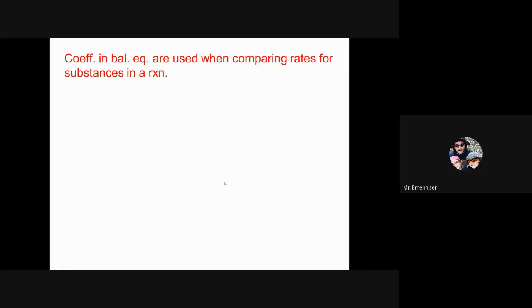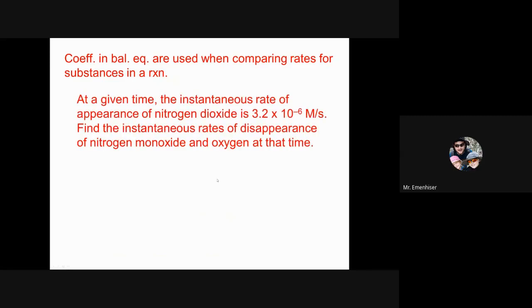Coefficients in the balanced equation are used when comparing rates for substances in a reaction. So I covered this, but I think I did a poor job. I'm not happy with the job that I did, so I want to hit this again, and I want to be a little bit more clear on this.